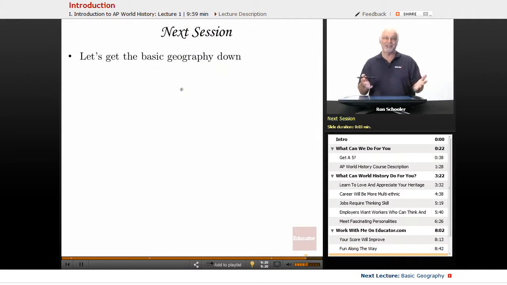The next session is going to be about basic geography. And, for a lot of people, what could be more dull than that, right? But we have to get down some basic ideas about the way the earth is, so that when we talk about those places, we know what we're talking about. So we got to do that. And we'll do that in the next session.